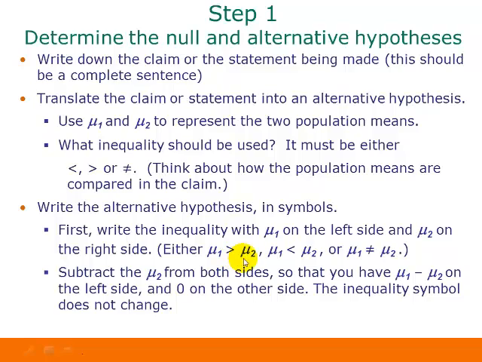Once we get that done, then the way we want to have it written in the end is with both of our means on the same side. So to do that, we'll subtract mu sub 2 from both sides. That way we'll have mu sub 1 minus mu sub 2 on the left side and 0 on the other side. We'll still have the same inequality symbol that we used up here.